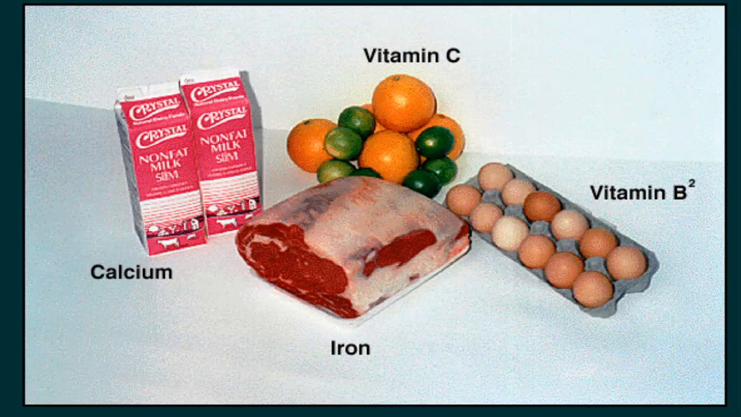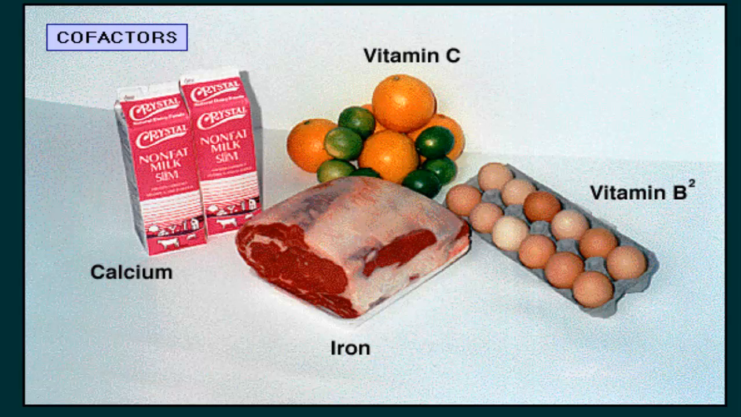Many enzymes require one or more non-protein additions, called cofactors, for activity. Cofactors may be derived from vitamins or minerals, such as calcium or iron. If the cofactor is an organic molecule, such as a vitamin, it is called a coenzyme. This explains in part why vitamins and minerals are so important in our diet.